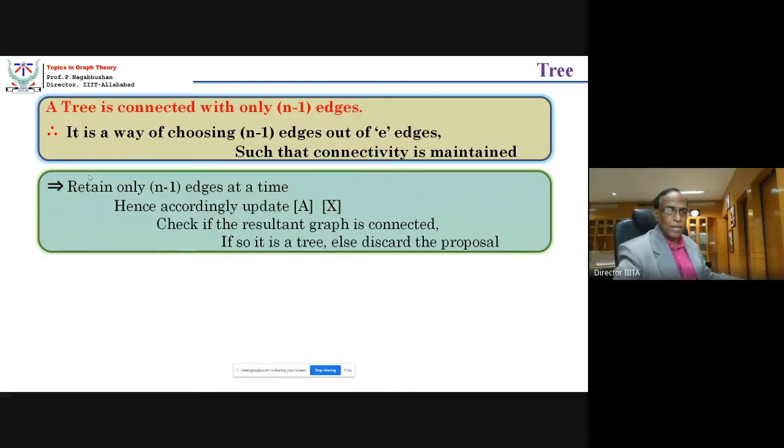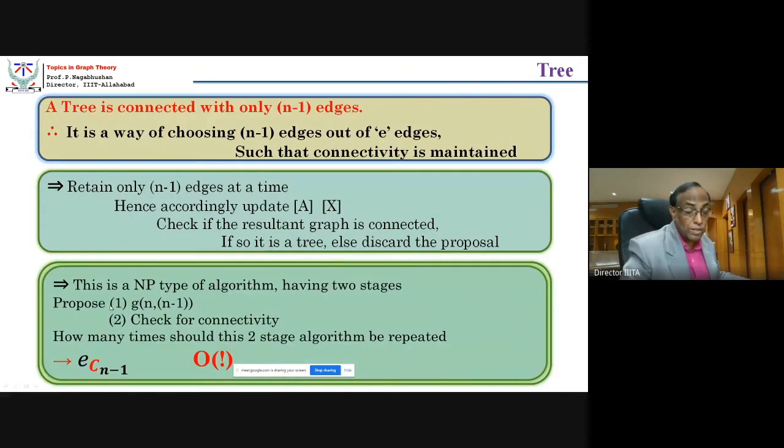So the algorithm is to retain only n minus 1 edges at a time. Accordingly, update the A matrix or X matrix, and check if the resultant matrix is connected or not. If it is connected, it is a tree. If it is not connected, it is not a tree. That's all. Therefore, this algorithm is a non-polynomial type of algorithm because it has two stages.